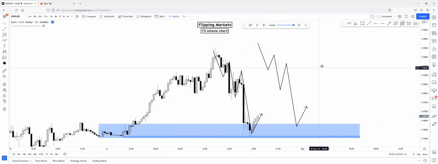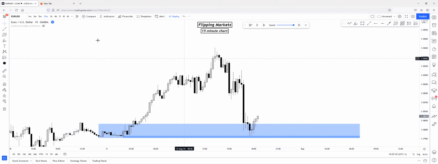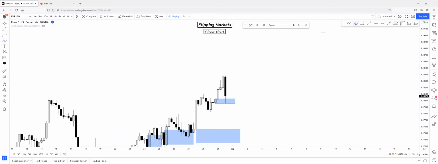So this is how this structure looks on the 50-minute, creating supply zones over and over again, respecting those supply zones and breaking structures to the downside. I will switch back to the 4-hour and I will show you how this looks. So as you can see on the 4-hour, it's just a simple one candle to the downside. And on the 4-hour, this is the structure. On the 50-minute, this is the structure.